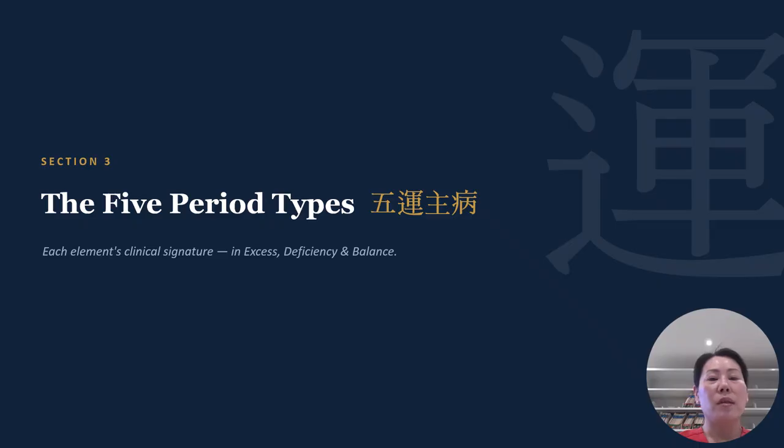Second, a clinical reference: how each of the 5 elements actually presents in the body. In each of its 3 states, the classic Su Wen chapters 69 and 70 even give each state its own beautiful name. Don't try to memorize the names today, just notice the pattern. Every element has an over-the-top version, a depleted version, and an ideal version. I'll take them 2 elements at a time.